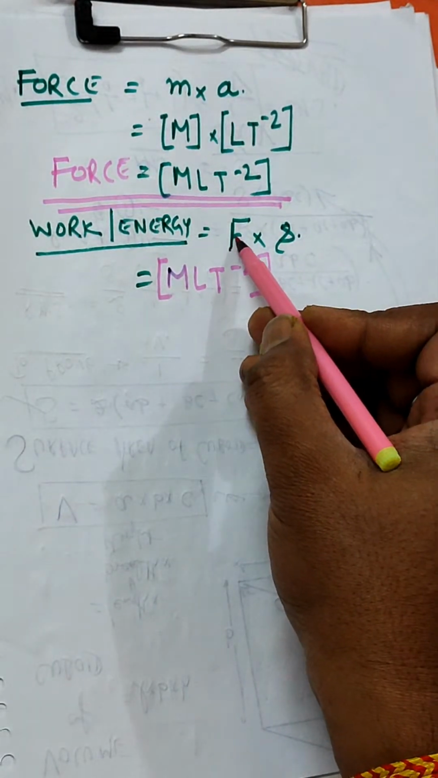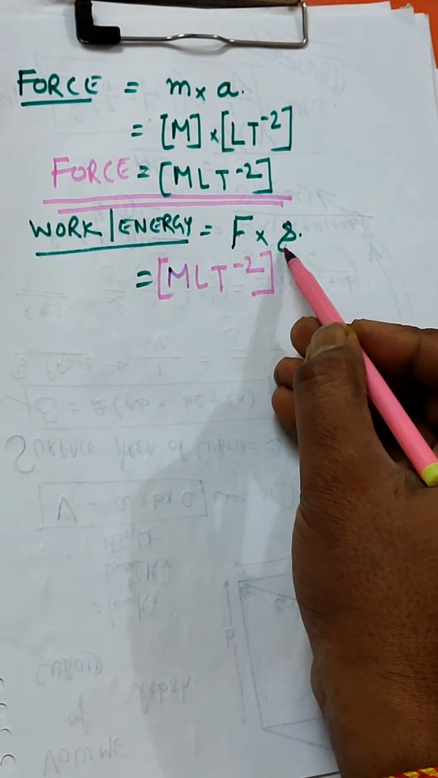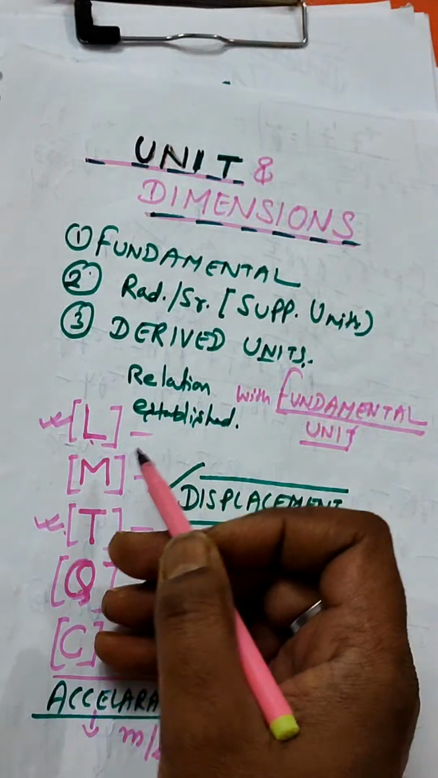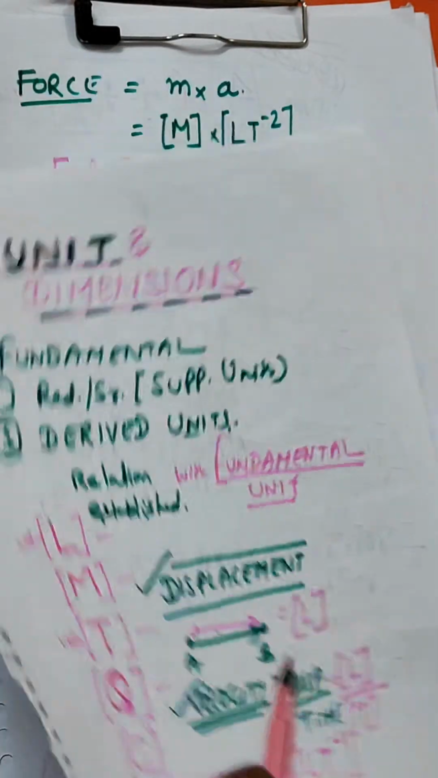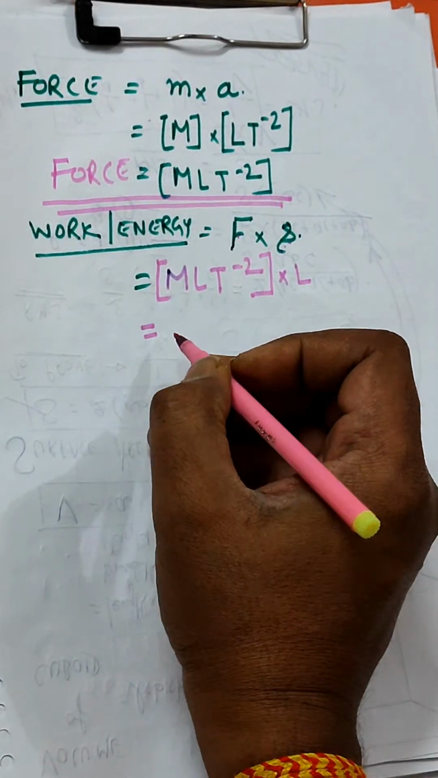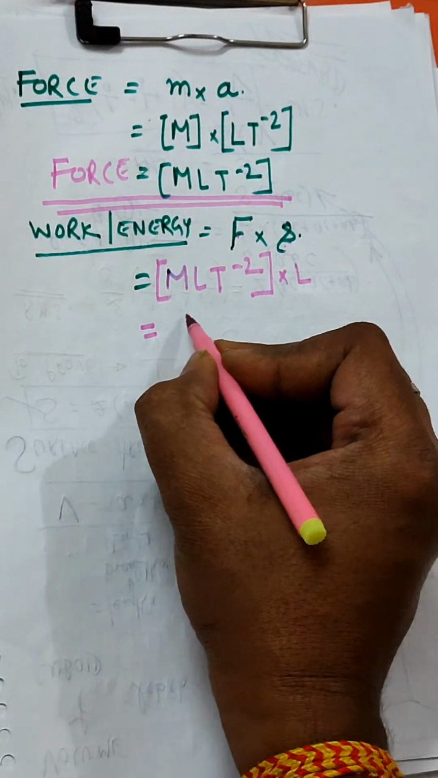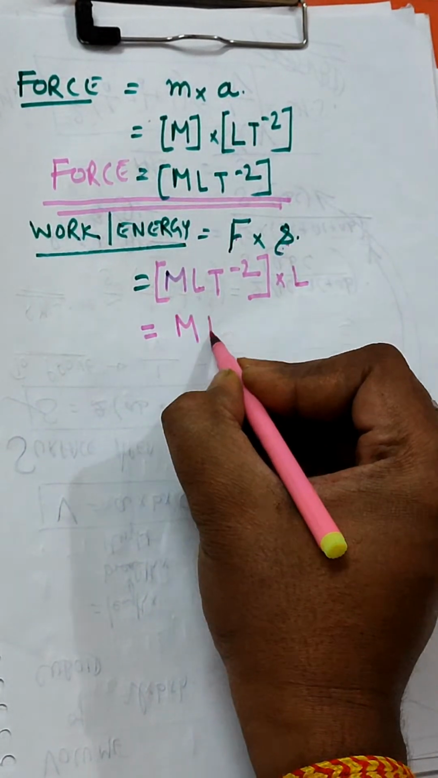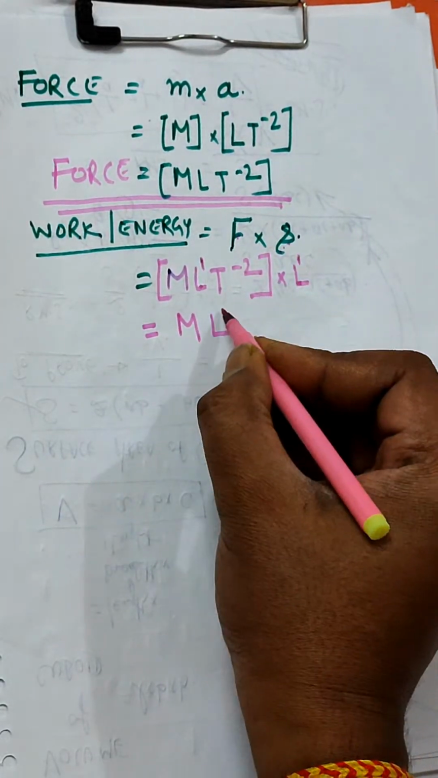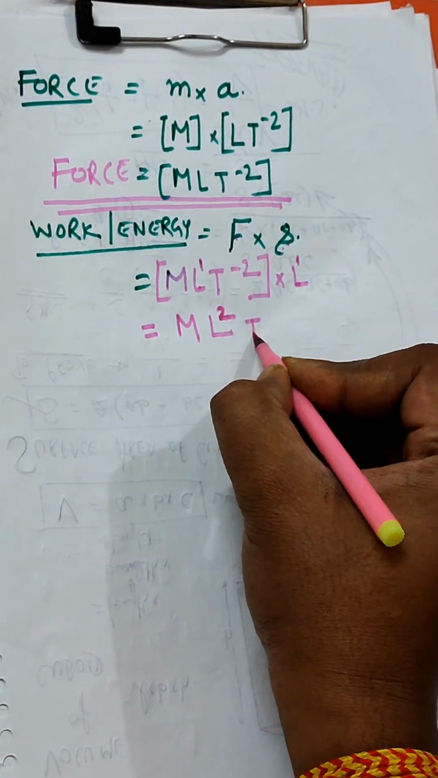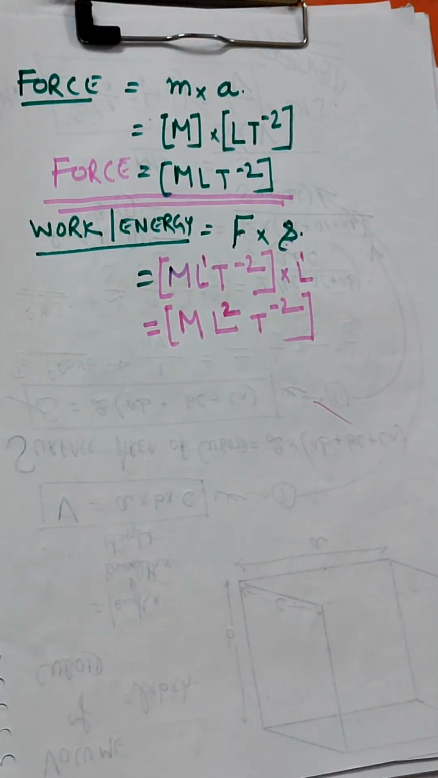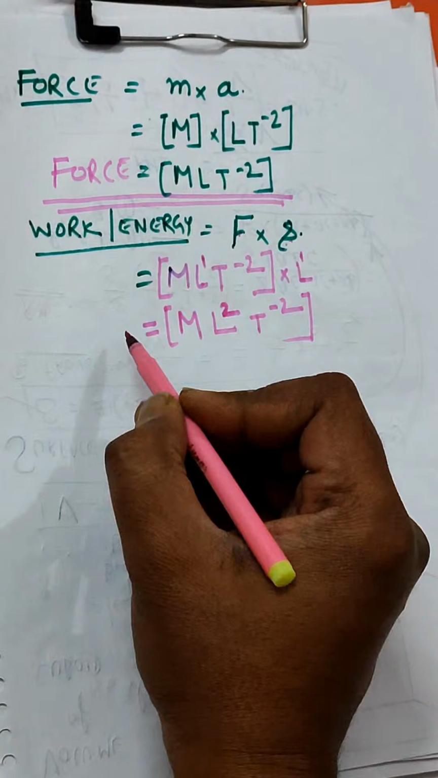The dimension of force is MLT minus 2, and this is displacement. It is a length, so for length it will be L, right? So into L. This will be coming as ML into L. On the same base, powers will be added. So power of 1 here and 1 here, this will be ML2 T minus 2. So this is the dimension of work and energy, right?